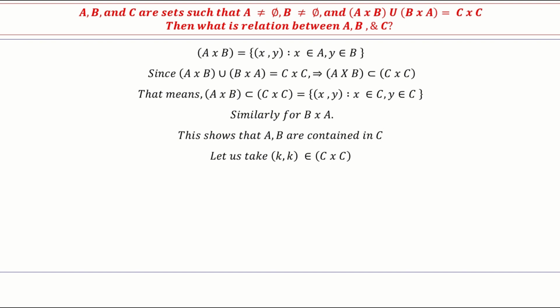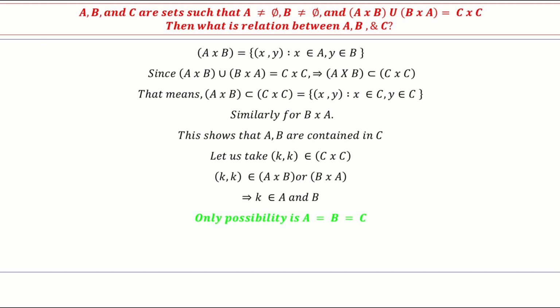Let's say there is one element (K, K) which belongs to C cross C. (K, K) belongs to A cross B or B cross A. One of them it belongs to. If it belongs to, let's say, A cross B, then K belongs to both A and B. It is present in both A and B. So any element present in C cross C, like (K, K), tells us that it is present in both A and B. So the only possibility for this is A equal to B equal to C.